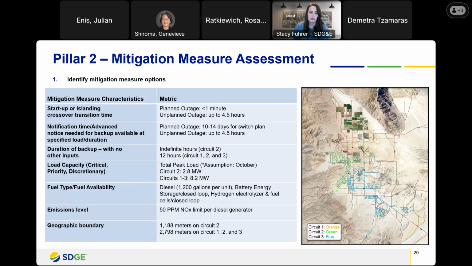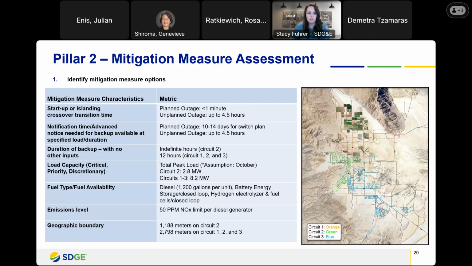We have our existing and future battery storage, which are what we would call a closed loop, meaning that they could charge from the microgrid during islanding events from the solar that is coming from our customers. And then we also have the hydrogen, which would be a closed loop because it too could operate the electrolyzer during islanding event using the solar from our customers as well. Now for emissions level for our 2 diesel generators, they have 50 ppms of NOx limit per unit.